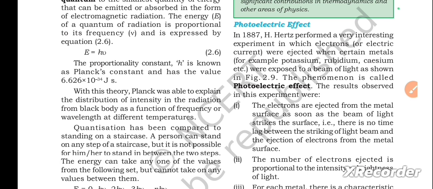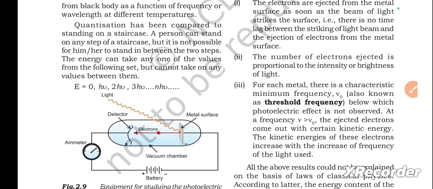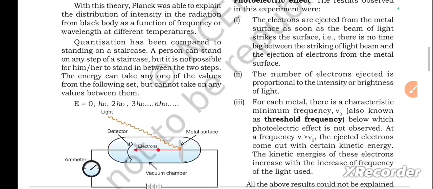With this theory, Planck was able to explain the distribution of intensity in the radiation from a black body as a function of frequency or wavelength at different temperatures. Quantization has been compared to standing on a staircase. A person can stand on any step of a staircase, but it is not possible for him or her to stand in between the two steps. The energy can take any one of the values from the following set, but cannot take on any values between them.